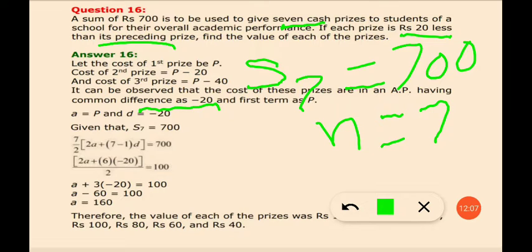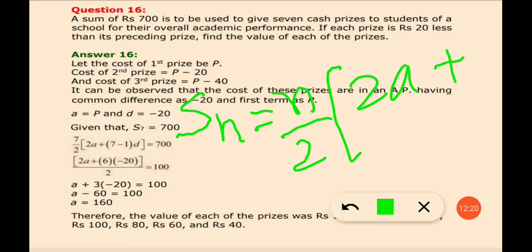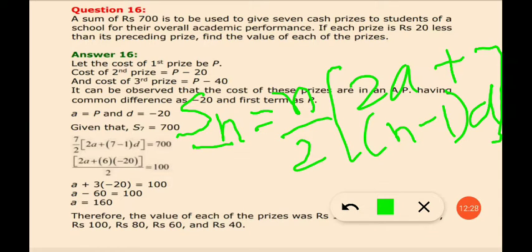Now we will solve using the formula of Sn. What is the formula for Sn? Sn is equal to n by 2 into 2a plus n minus 1 times d. Sn is known to us, 700, n we know is 7, a we have assumed as the first term, P, and d we know is minus 20. So we can substitute everything and we get the value of the prize, that is a.